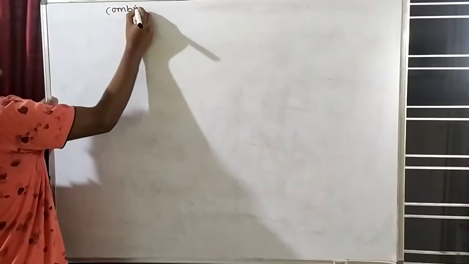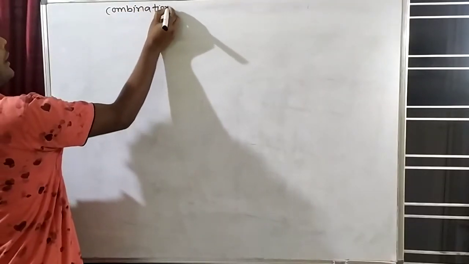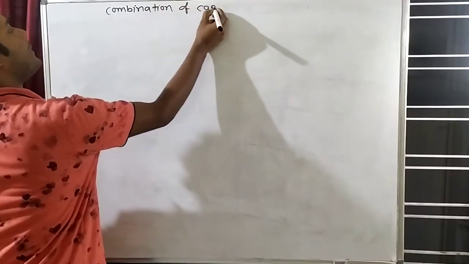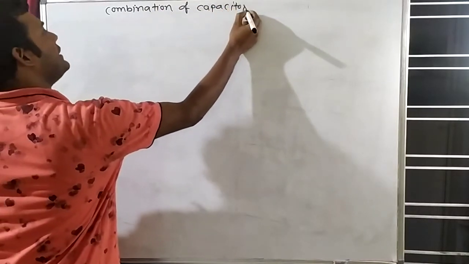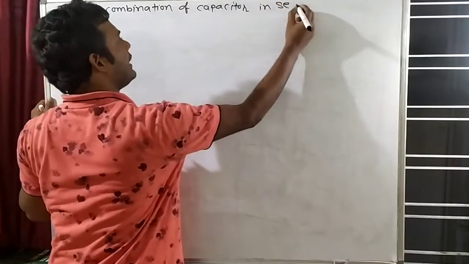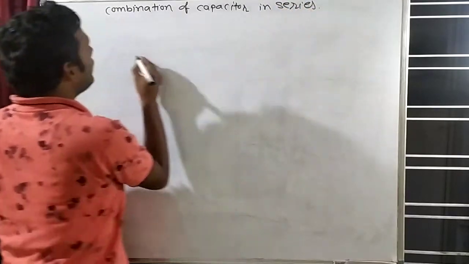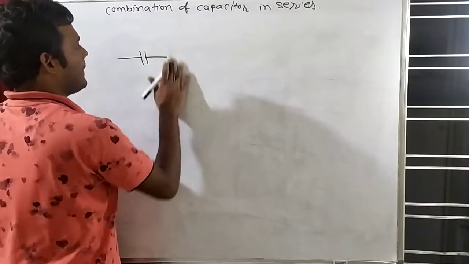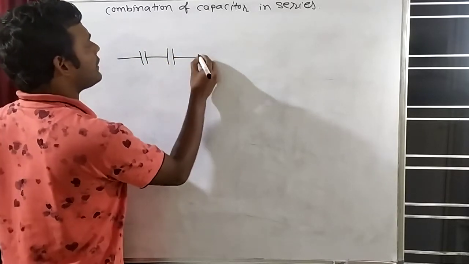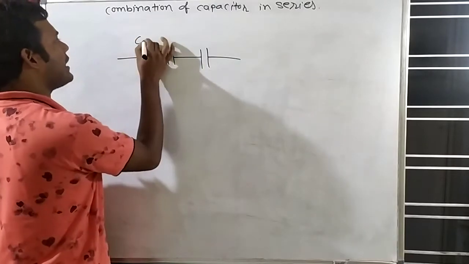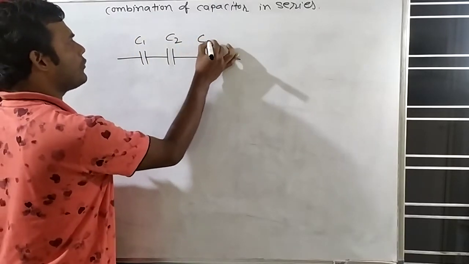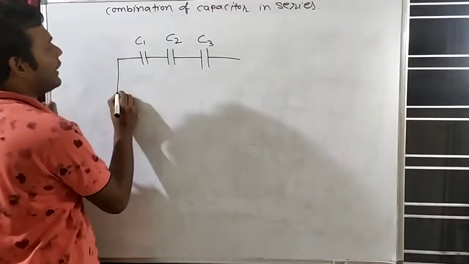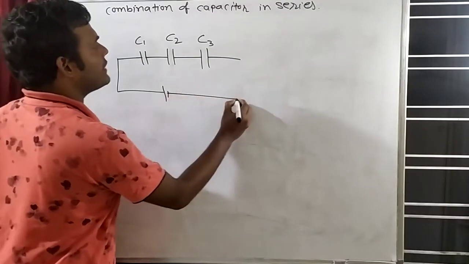First, understand combination of capacitors. Combination of capacitors in series. See, let's suppose that this is a capacitor, this is a capacitor, and we are connecting them in series. Let's say this is the C1 capacitor, C2 capacitor, C3 capacitor. We are connecting these in series.